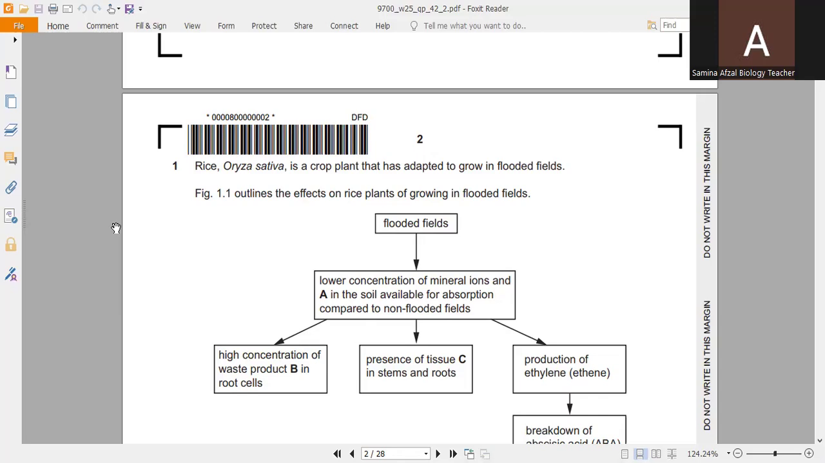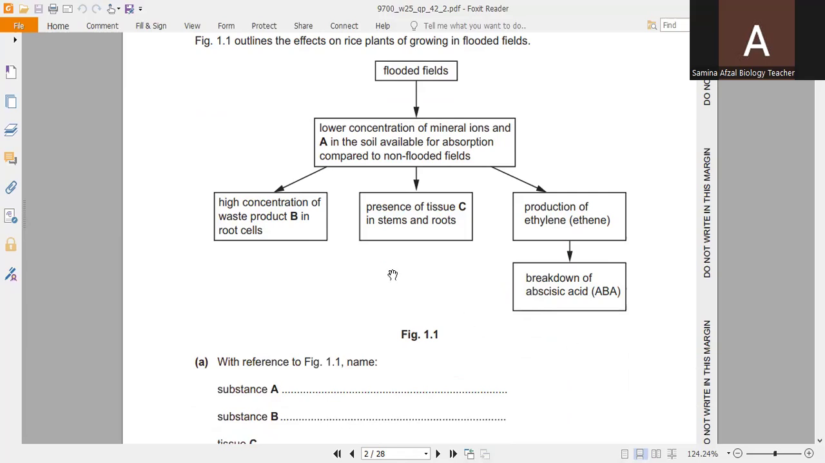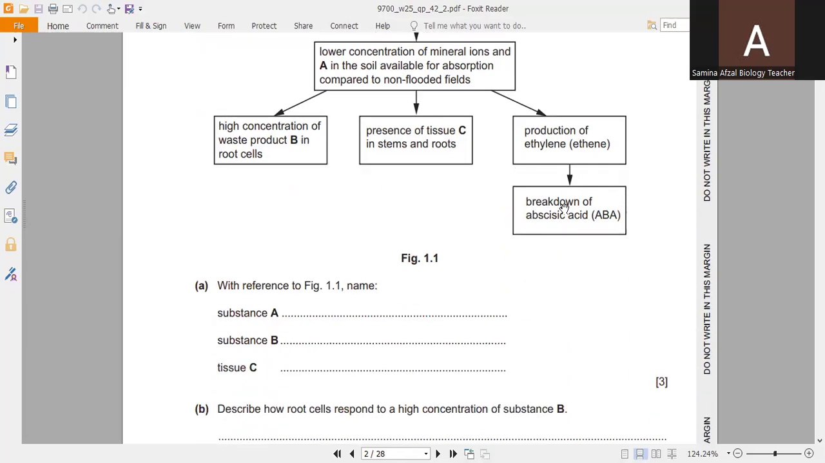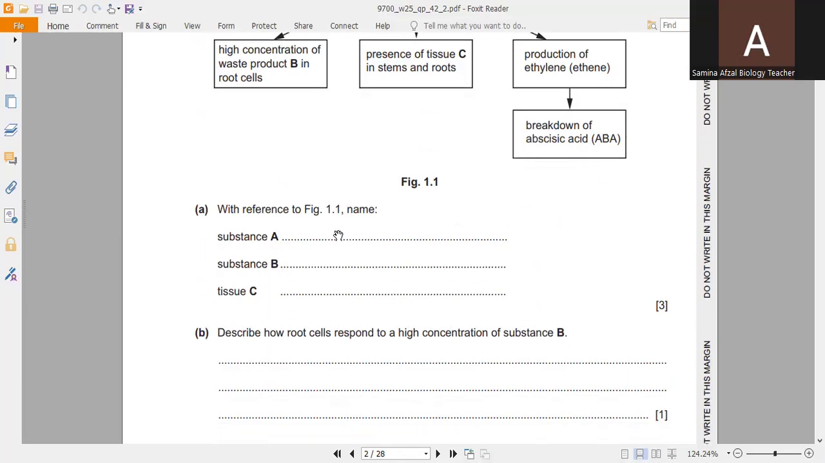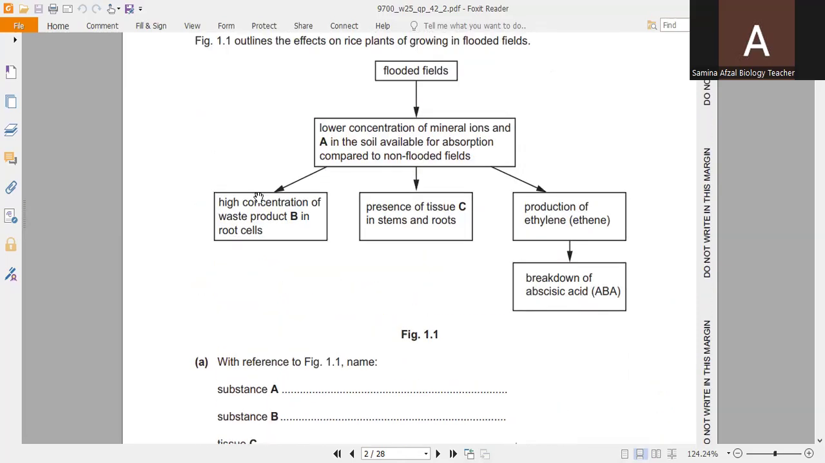The first shows a high concentration of waste product B in the root cells. The second arrow shows the presence of tissue C in stem and roots. And the third arrow shows production of ethene, and also the breakdown of abscisic acid, ABA. So with reference to figure 1.1, name these three: substance A, substance B, and tissue C.